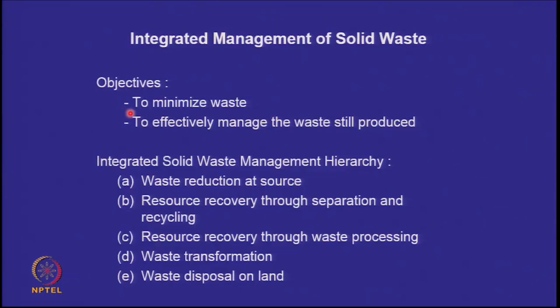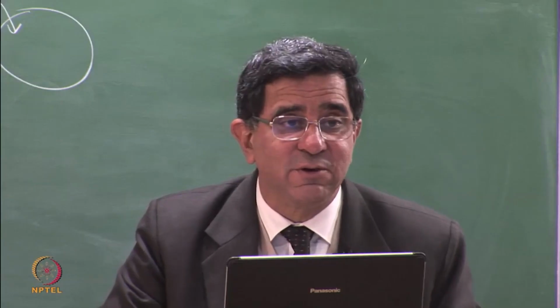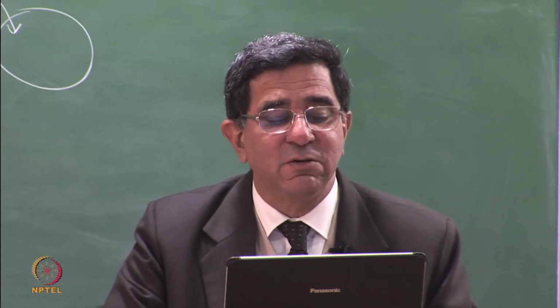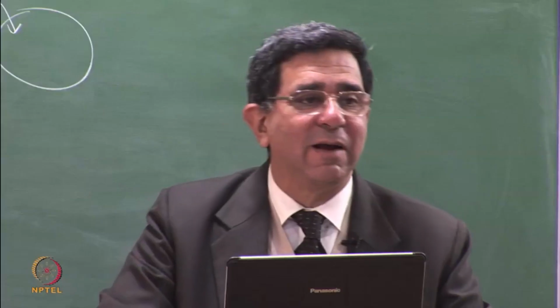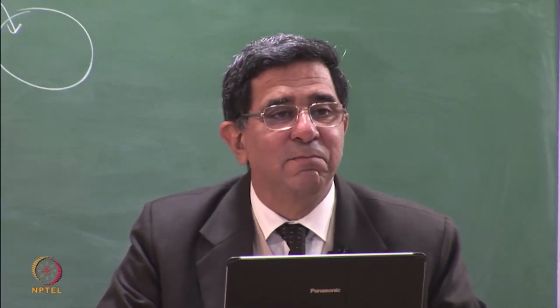So the objectives are to minimize waste and effectively manage the waste still produced. So integrated solid waste management recognizes that we will not in the immediate future become a zero waste society, but let's reduce the waste. Okay? So what are the steps that we can take to reduce the waste? Are these 1, 2, 3, 4, 5 steps? So first step is waste reduction at source. Please produce less waste as a householder, as a human being, and that's a big step forward.